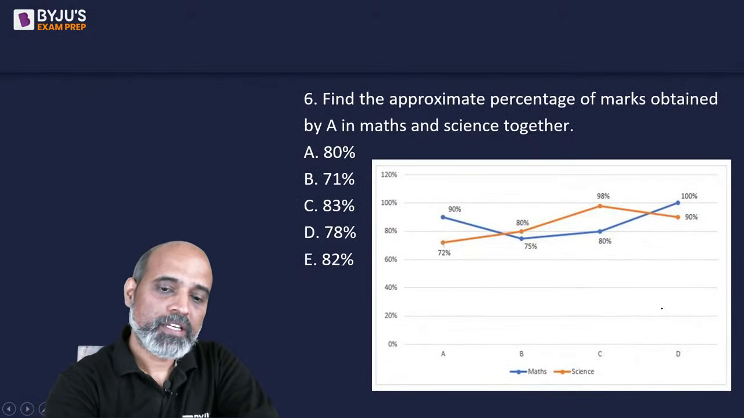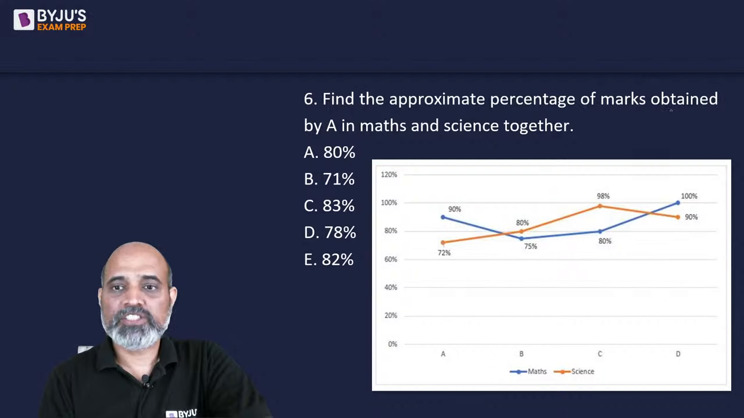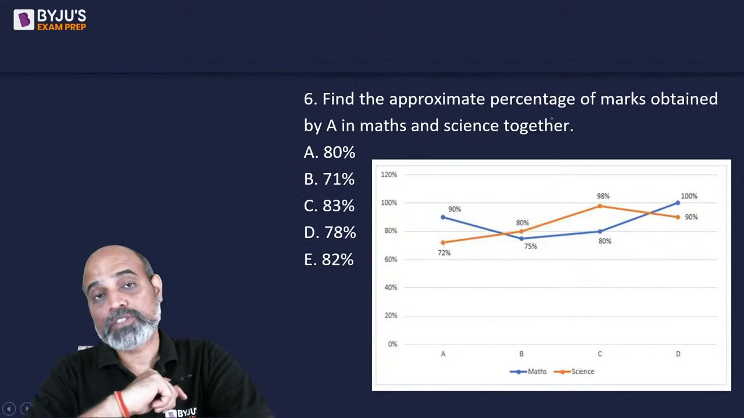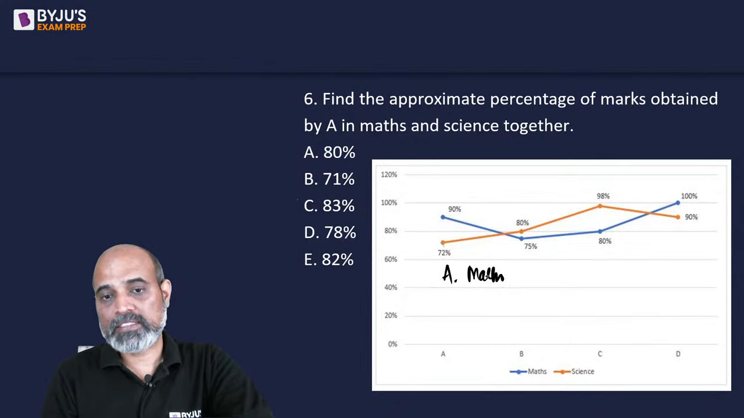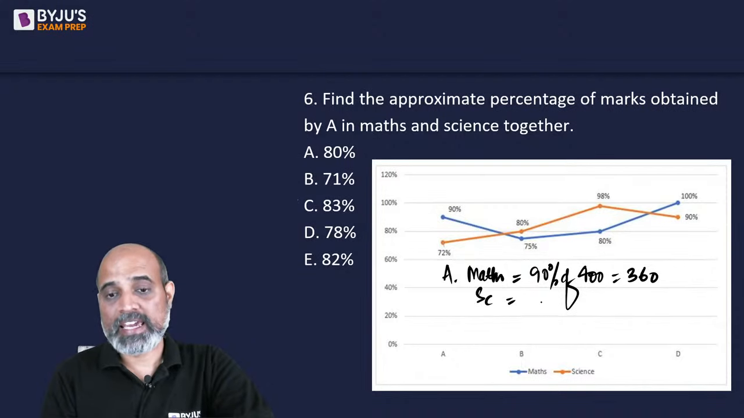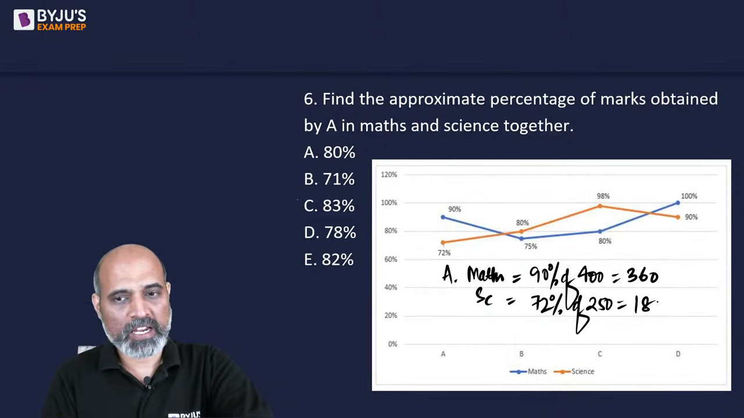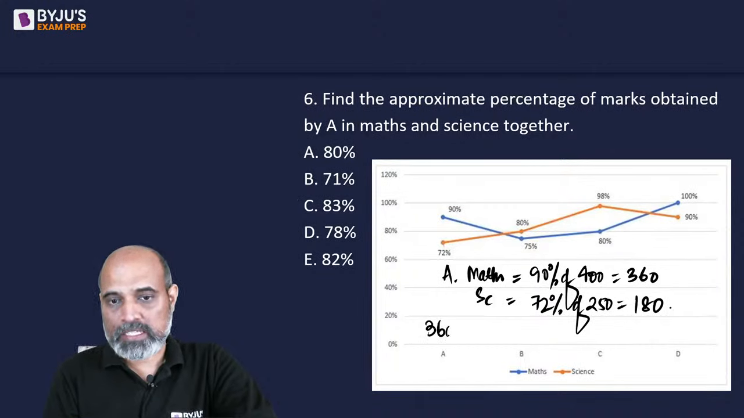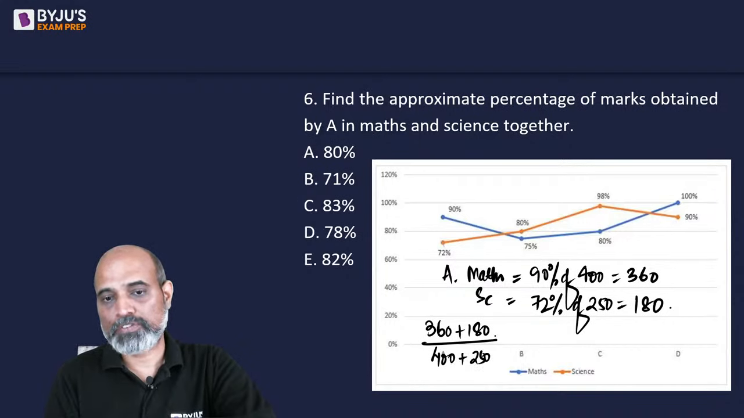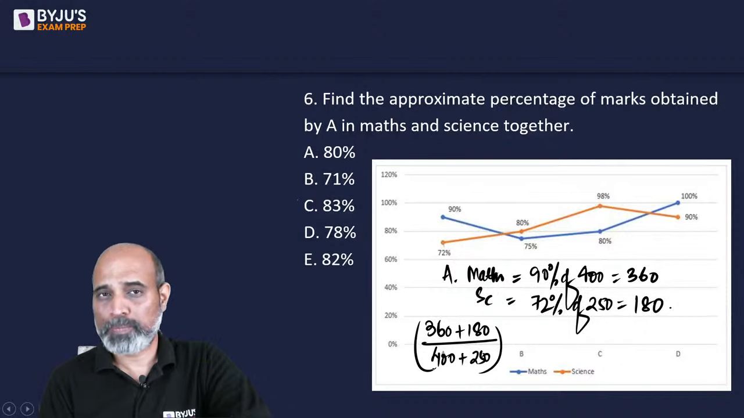So the first question is, find the approximate percentage of marks obtained by A in maths and science together. So we just calculated A got in maths 90% of that 400, which is 360. And in science, A got 72% of 250, which was 180, right? So the total marks he has got is the sum of 360 and 180 out of a total of 400 plus 250. This is how you calculate overall percentage marks, right?